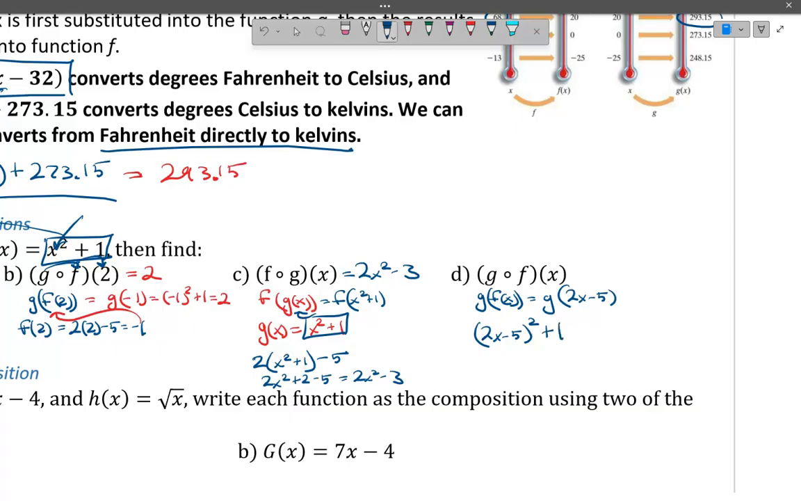We're replacing x with 2x minus 5. That means the entire expression is being squared. Using our shortcut for squaring a binomial, we get 4x squared minus 20x plus 25 plus 1, combine like terms, and we get 4x squared minus 20x plus 26.